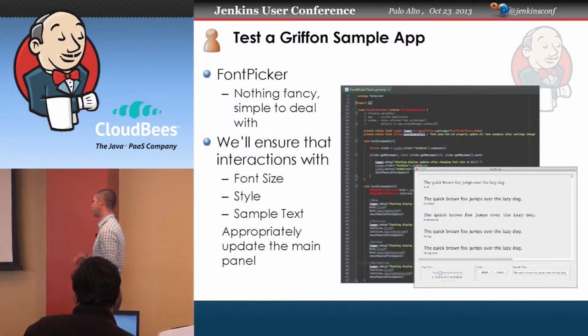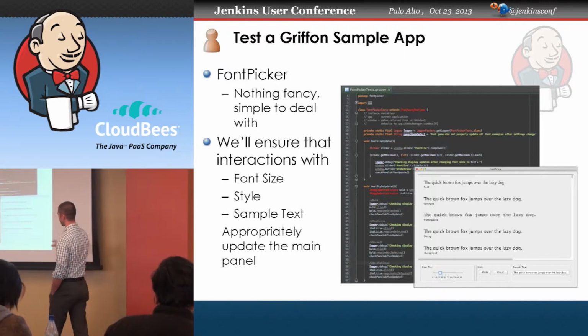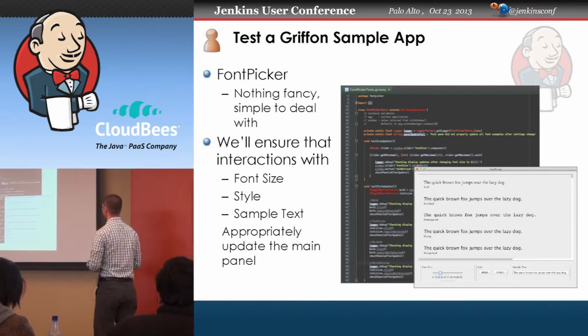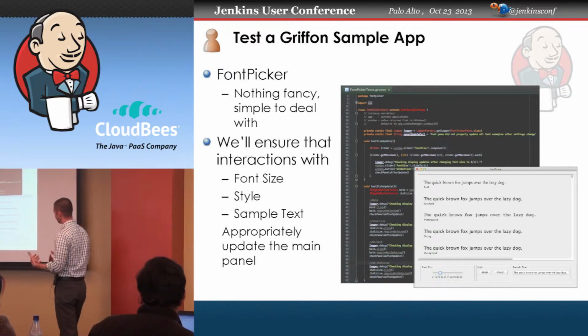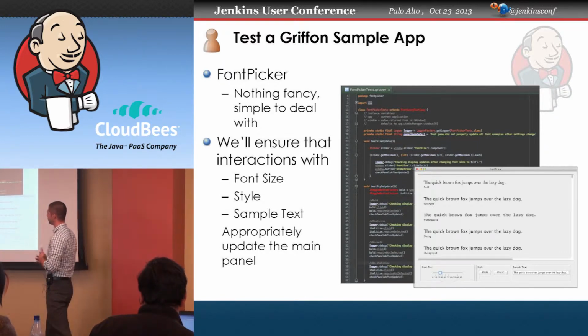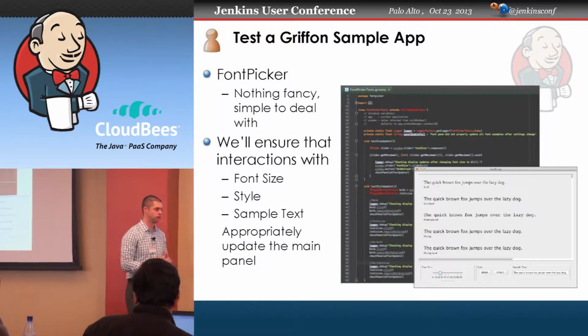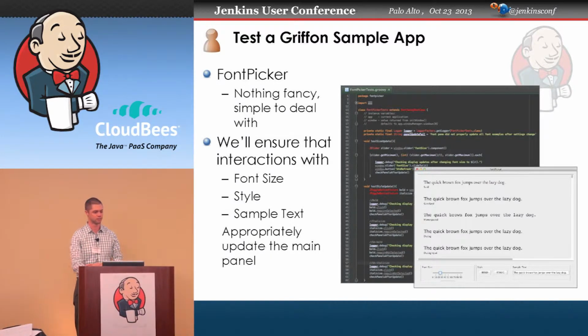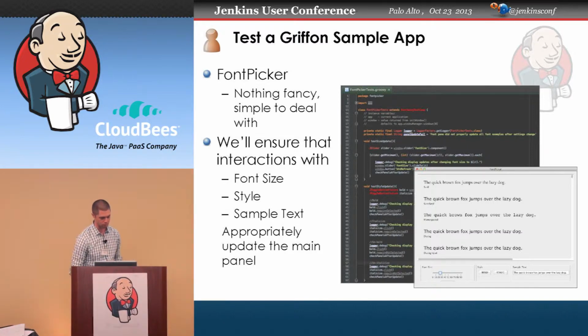You can go ahead and change a few things down at the bottom, such as the size, some of the styling, so bold and italicized, and then change the sample text. And when you make those changes, the main panel updates and you can see what it looks like. So I can assure you we build applications that are a little bit more interesting than this, but this is good for the purposes of demonstration.